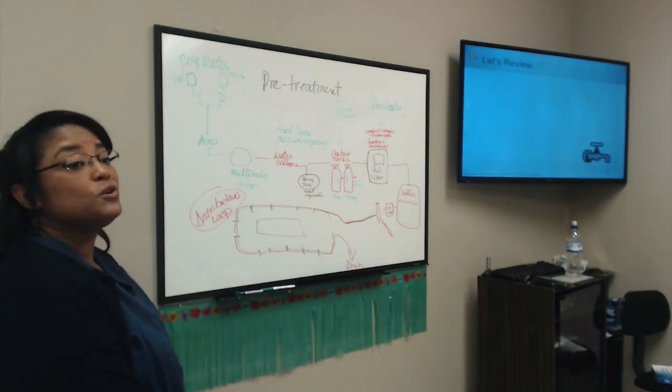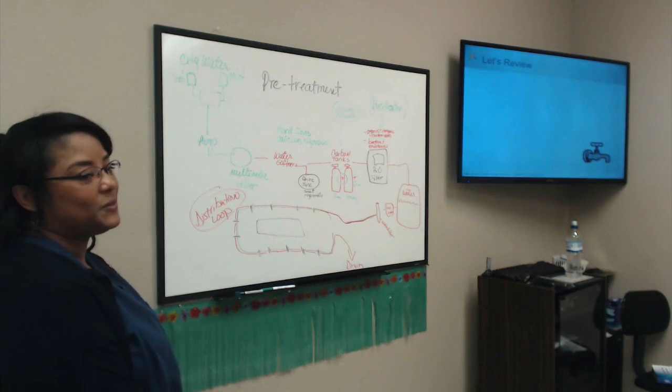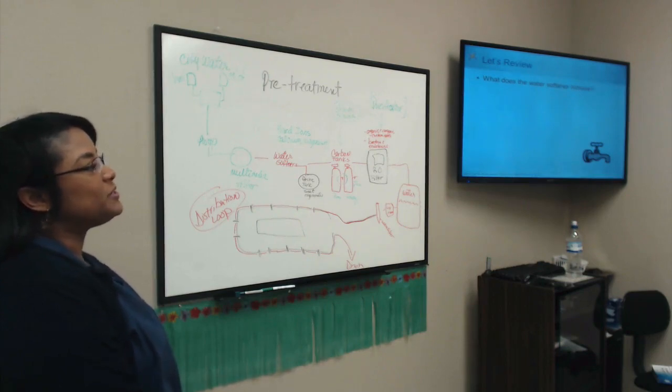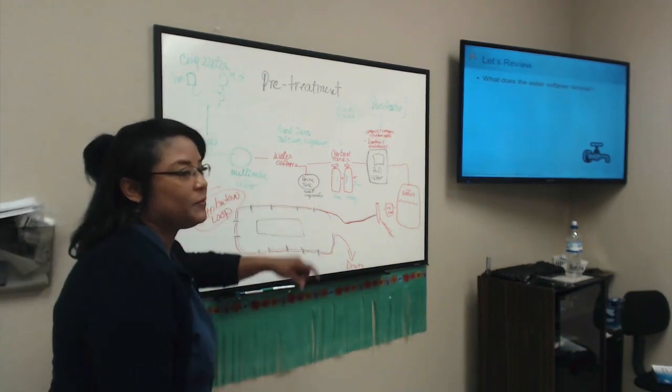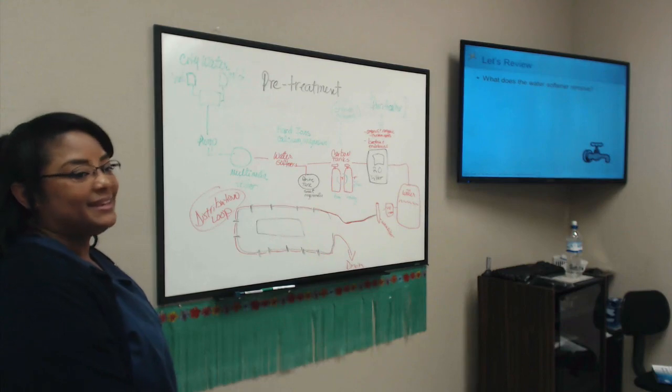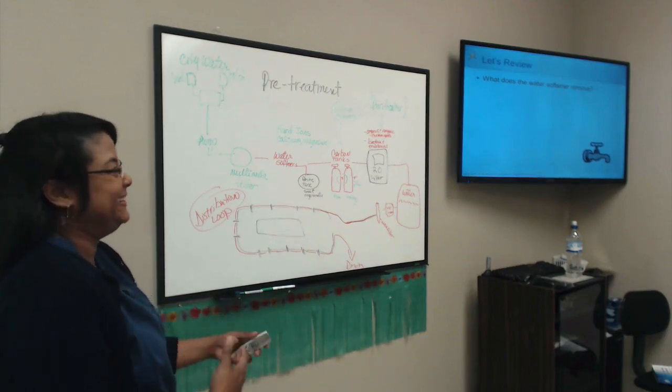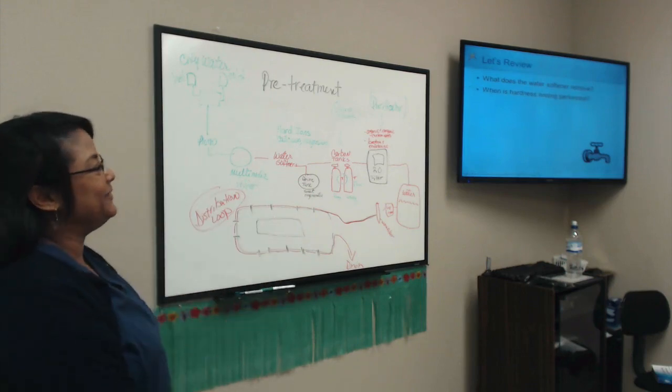So let's review. Okay, guys? Let's see if you remember without looking at your paper. I know that the last slide has this, so don't look at your paper. What does the water softener remove? The water softener, what does it remove? Calcium, magnesium. Any hard ions, the ones that make us ashy. Hardness. Just remember that, and we'll remember.